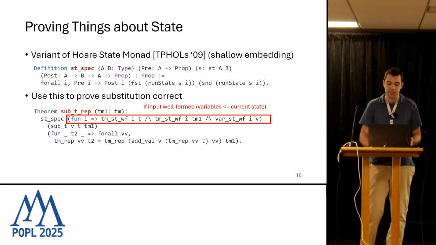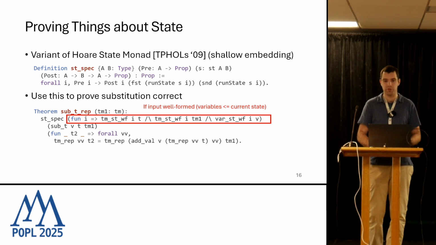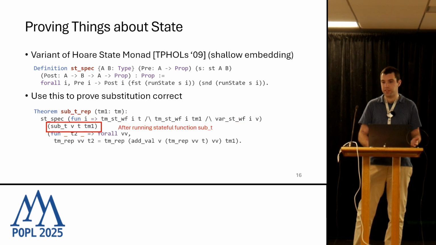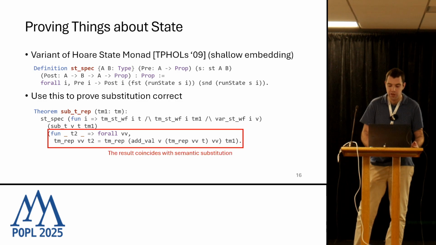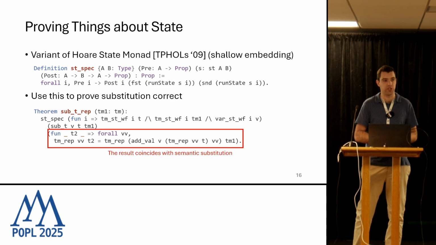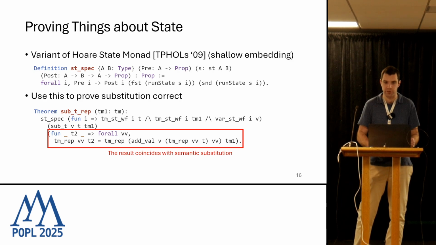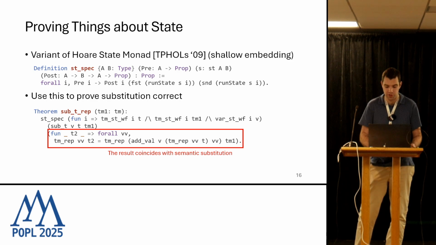So we have a theorem that says something like, if our input is well-formed, which means that all of our variables were created by the API, after we run this stateful computation of substitution, we end up with the result we expect, which is the same thing as just adjusting the variable valuation appropriately with the substituted term.